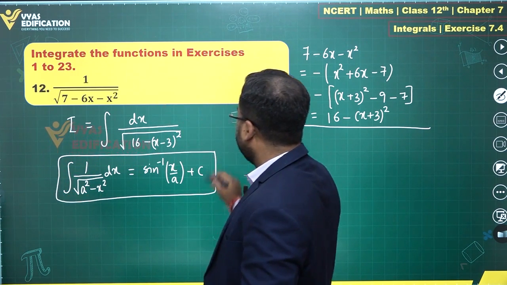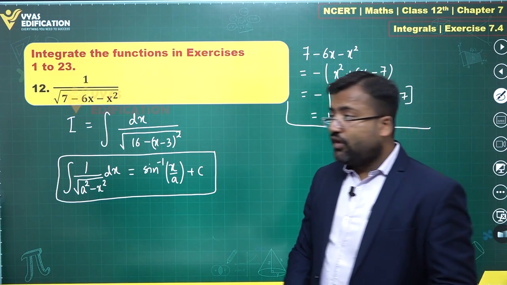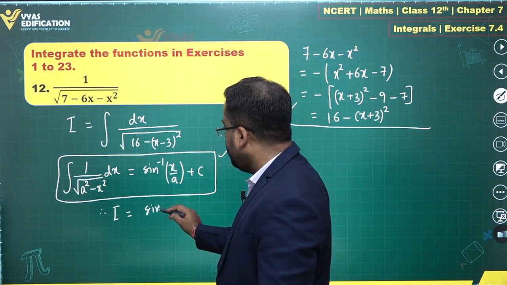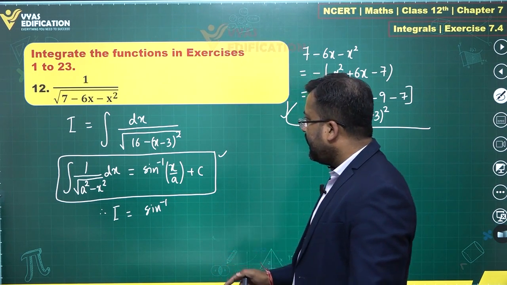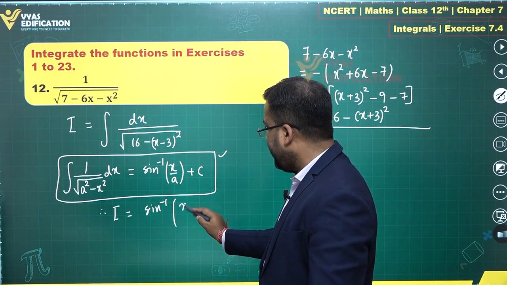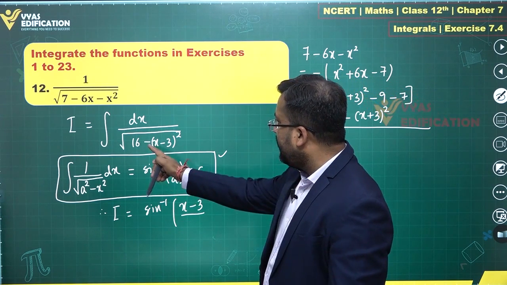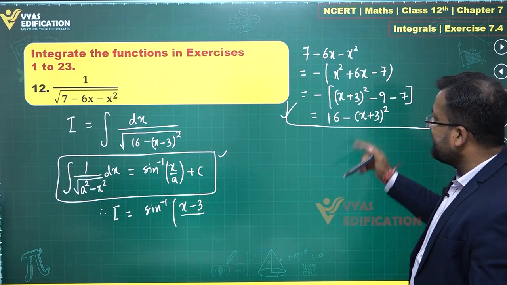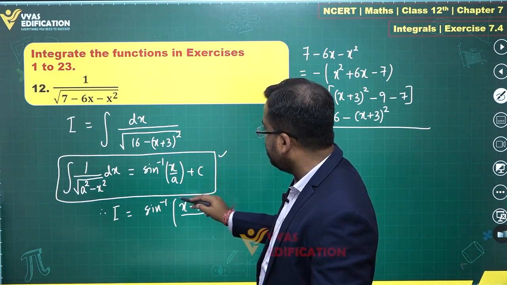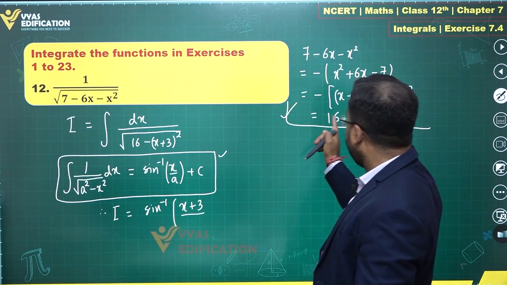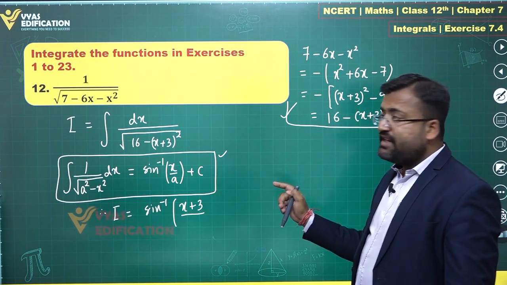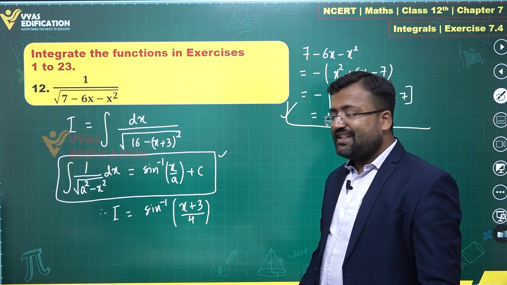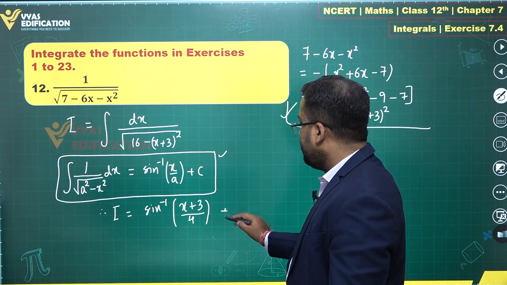Using this version of the formula, for 1 upon root quadratic, what do we get? Therefore, I is equal to sine inverse x by a, and what is x? X is, as you can see, x minus 3 upon a. What is a? You can observe over here. Okay, just a minute. This is x plus 3. This is not x minus 3. This is x plus 3. This should also be x plus 3. And a, as you can observe, is, since a square is 16, a will be equal to 4. This is what I get. Sine inverse x plus 3 upon 4 plus a constant of integration.